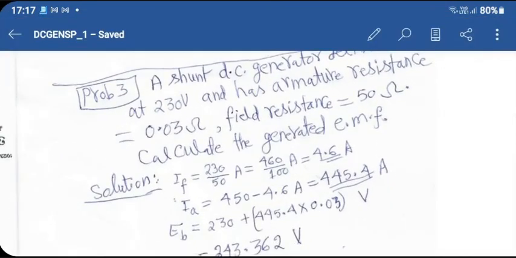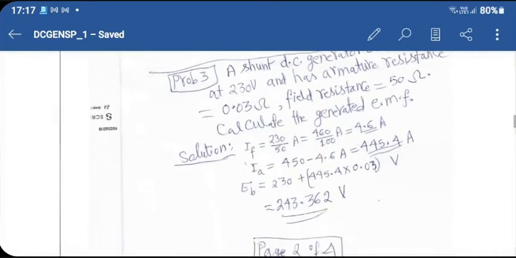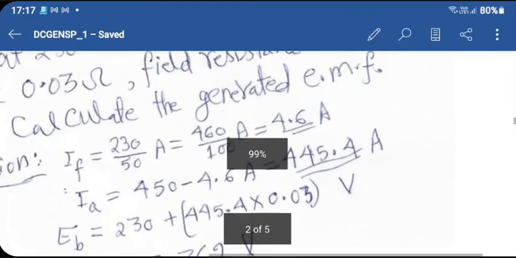Now, I have given you the equivalent circuit for this case. You may have to go back to it, but you will recall the equation that IF is VF divided by RF. That's a shunt case, right? And VF is 230 volt, which is same as VL or V. So 230 volt divided by RF. RF is 50 ohm. You calculate the field current. It turns out to be 4.6 amperes.